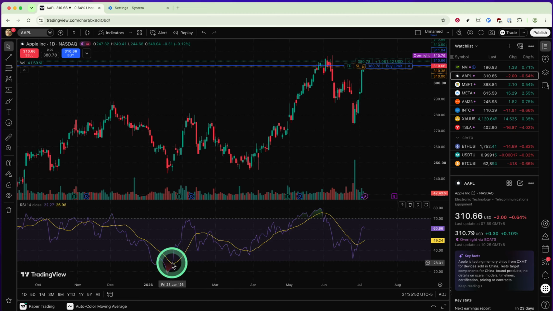Keep in mind that during strong trends, prices can stay in the overbought or oversold zones for extended periods. This is why the context of the overall market trend is so important.